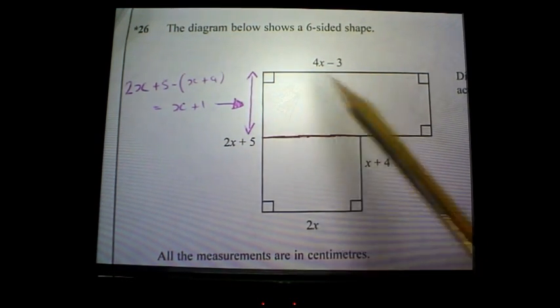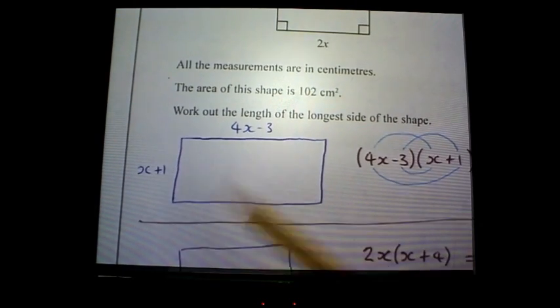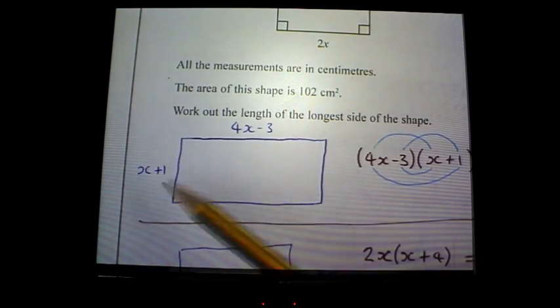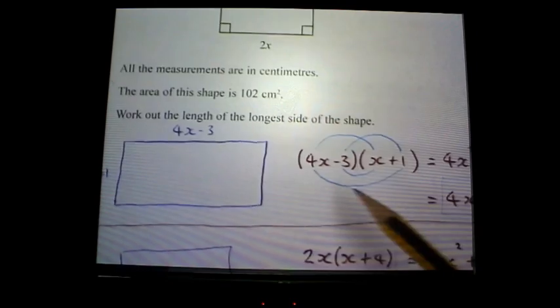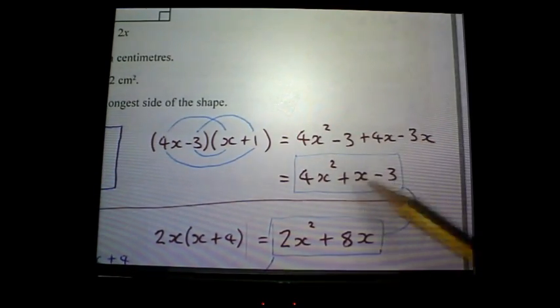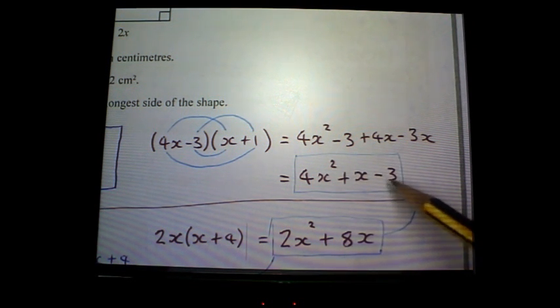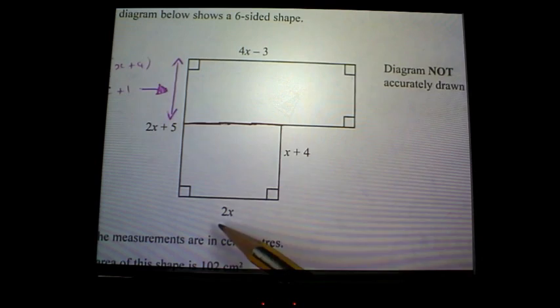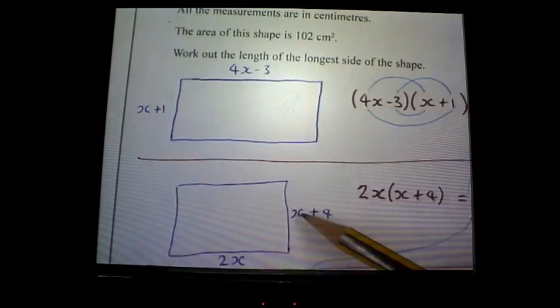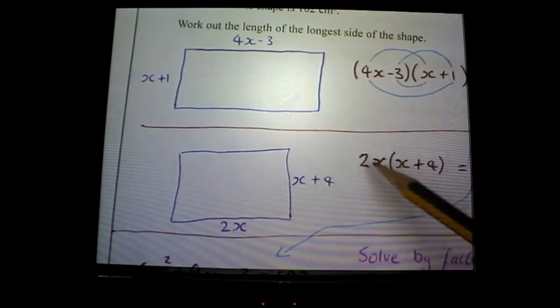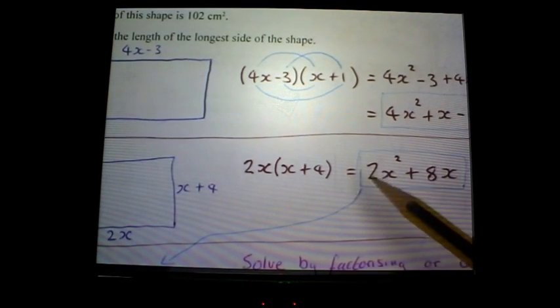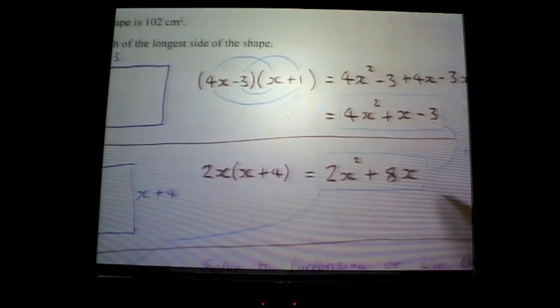So that shape there is this shape here. I haven't changed any of it. It's x add 1, 4x take away 3, multiply them together like you would do to find area. It gives you that, and simplified it, that is your area for the top shape I'm pointing out now. The other one at the bottom is 2x times x add 4, so I've drawn it out here for you. 2x times x add 4, multiply it out, you get 2x squared add 8x.